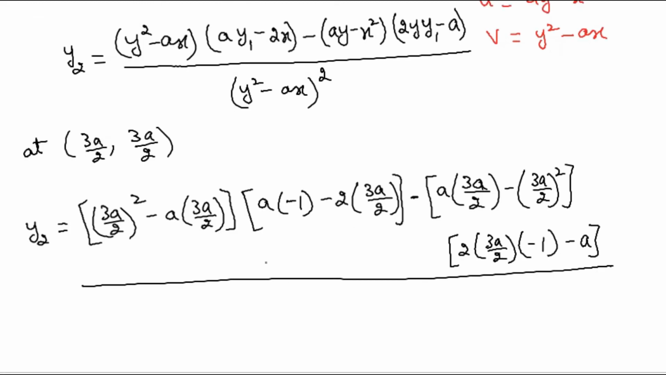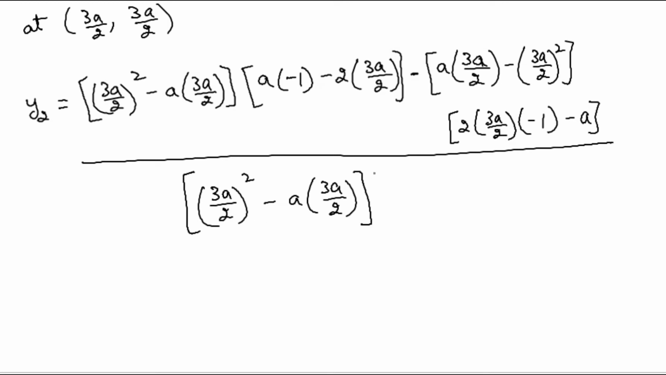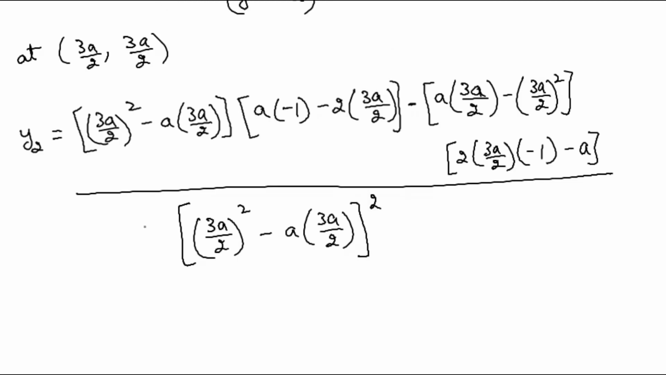So in the denominator you have y square, so y value is 3a by 2 whole square, minus of a into x value, which is 3a by 2, and it is whole square. So let us try to simplify this one. y2 to be equal to, the first term that you have is 9a square by 4 minus of 3a square by 2.